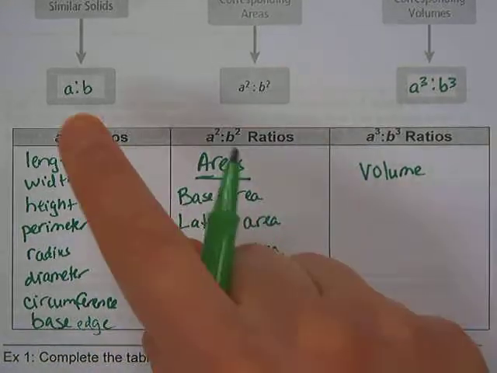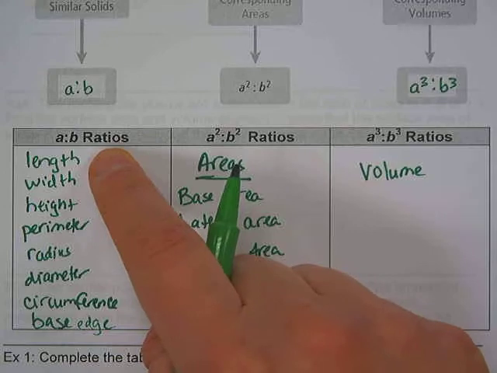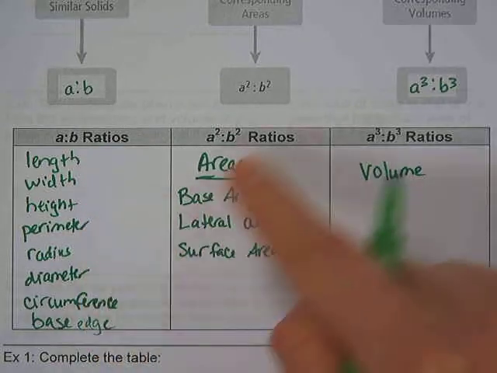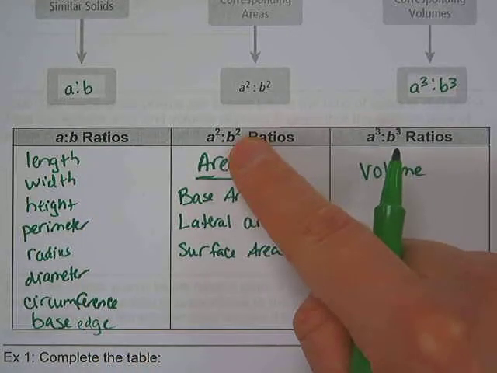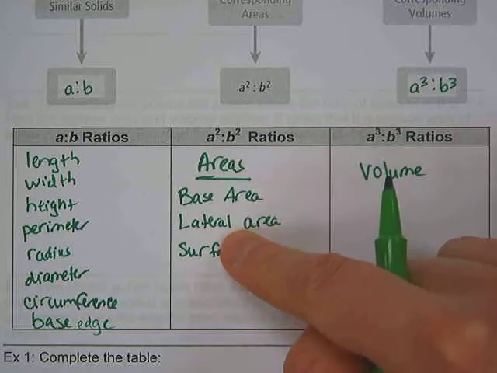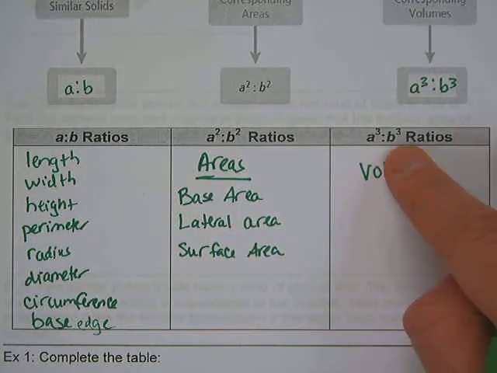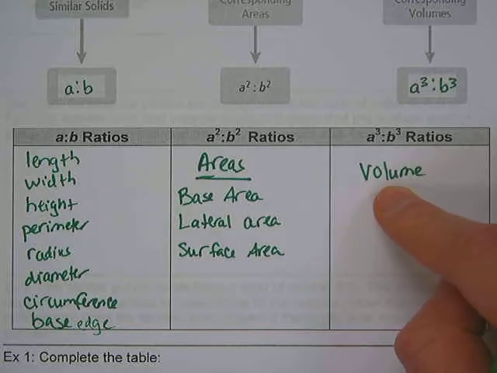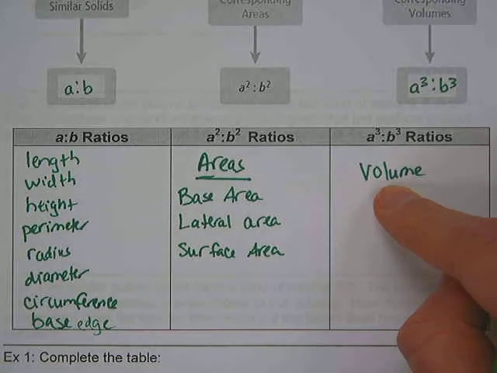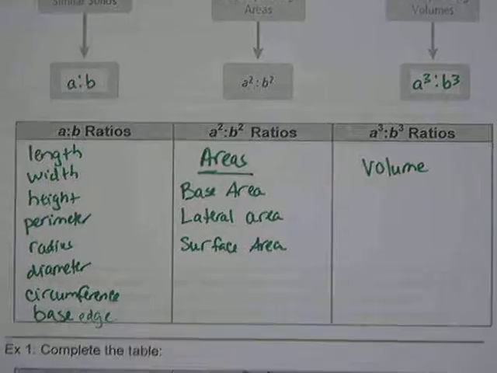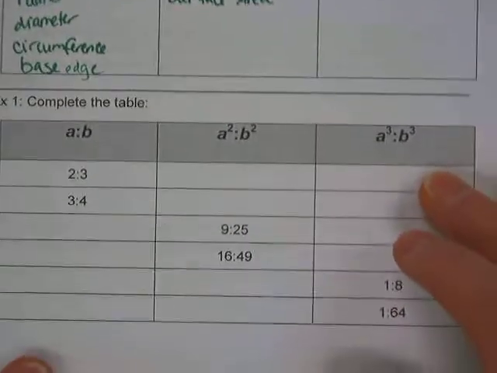All right, so just to kind of cover what these different ideas are, A to B ratios, these are things that we would measure with a ruler. A squared to B squared ratios, these items are things that I could paint or maybe wrap in wrapping paper. A cubed to B cubed ratios, we're talking about volume. So this might be filling a container with water.